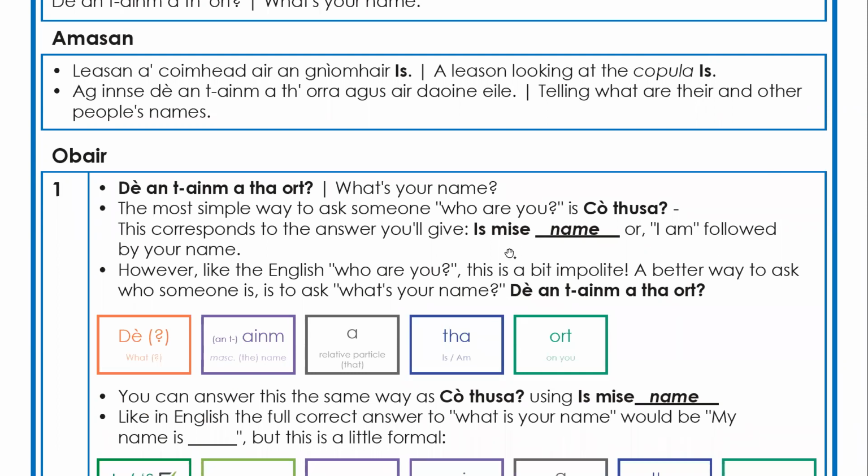So, there is a very simple way to ask people who they are in Gaelic, equivalent to in English saying, who are you? And that is Cò thusa. Who are you? And obviously, like the English phrase, who are you, is a bit impolite, so there's only certain situations you might want to use that. The direct answer to Cò thusa is Is mise, and then your name. So, who are you? I am, and then your name.